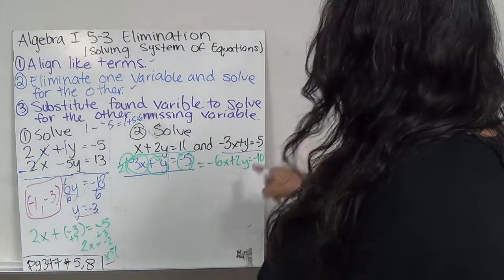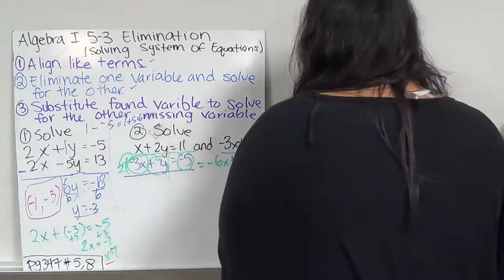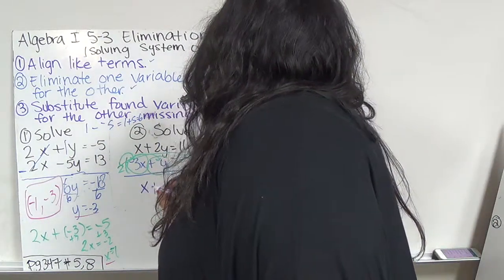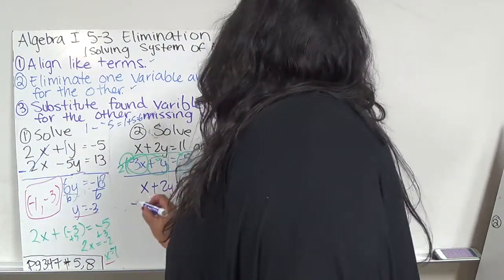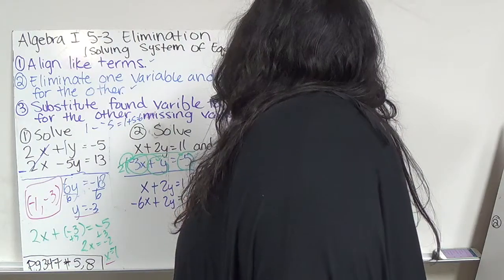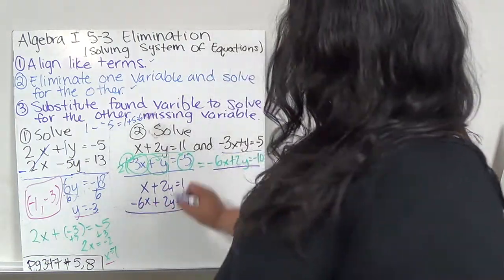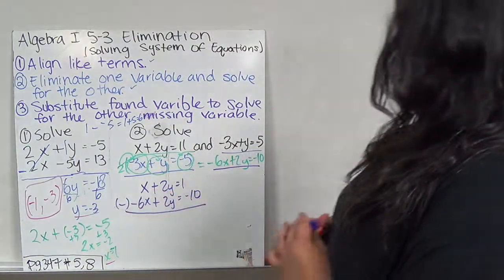It's just now I have a 2y and I have a 2y. So if I write the original equation, x plus 2y equals 11, and I write this new equation, negative 6x plus 2y equals negative 10, they now line up. And if I subtract this, I'm going to put it in parentheses because this is already a negative, so I have to be careful.